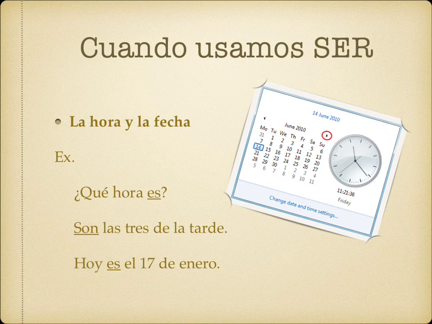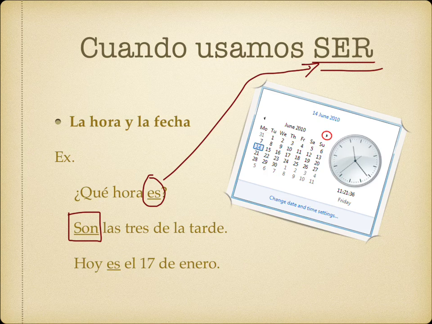And then we also use the verb ser when we're dealing with time and date. All right, la hora y la fecha. So, for example, if we're going to ask what time is it, ¿qué hora es? Usamos el verbo ser. Okay. Son las 3 de la tarde. It is 3 in the afternoon. Again, we're using the verb ser.